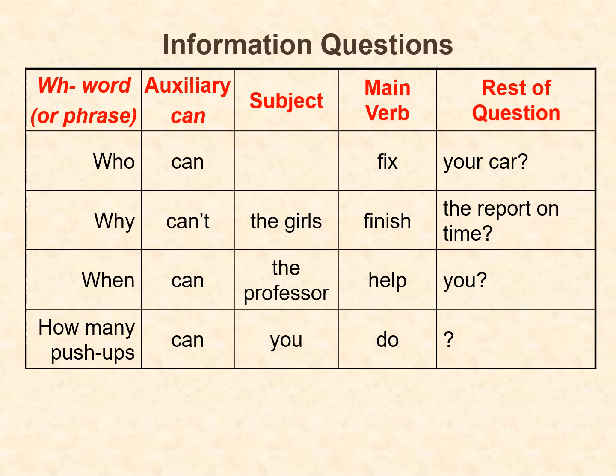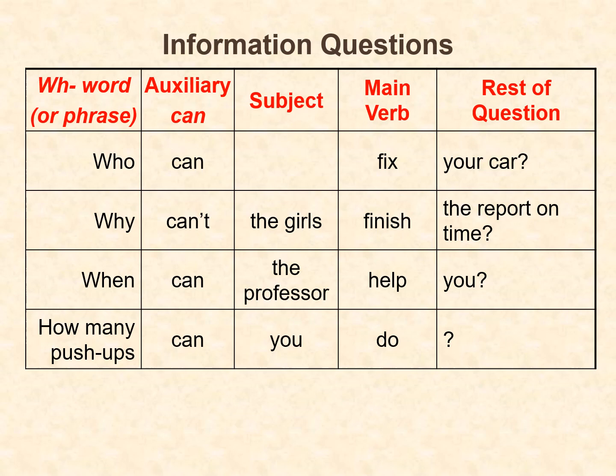Information questions with can are similar to yes/no questions with can. The difference is that in information questions we need a word such as who, when, where, why, or sometimes we get a phrase such as how many, what book. So sometimes we get one word, sometimes we have more than one word. We take that WH word or phrase that comes before the auxiliary can, whether affirmative or negative. Then we get the subject, if there is one. Then after the subject we get the main verb and the rest of the sentence.